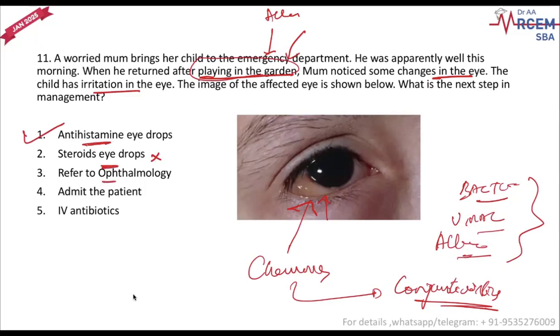Refer to the ophthalmologist. Most of the time, conjunctivitis will resolve in 7 days. Nothing needs to be done, just antihistamine eye drops. And usually we prescribe antibiotics. Also, for these patients, topical antibiotics should be sufficient.